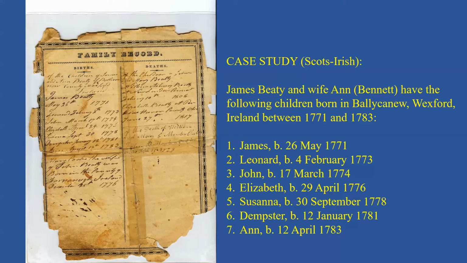So eldest son, born 1771, named James. Second son, Leonard, born 1773. John, born 1774. Elizabeth, born 1776. Susanna in 1778. Dempster, very unusual name, born in 1781. And Anne, born in 1783. So is there a naming pattern being used here? Well, we need to dig deeper.